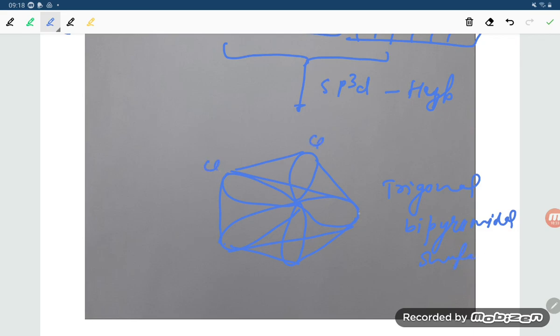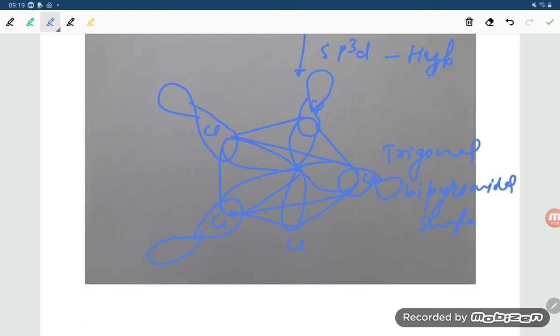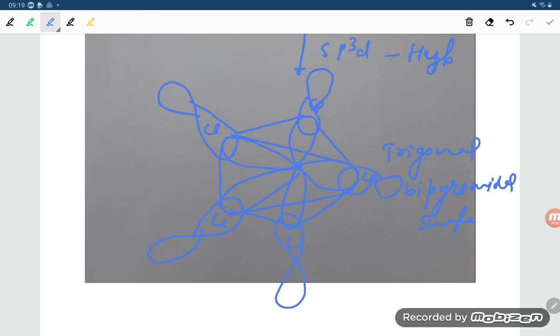Here will be the chlorine atoms. Chlorine is also having a p orbital, which is going to overlap. This is the p orbital, this is also a p orbital, and if you are talking about the bottom line, this is also a p orbital. Here is the dash line, this is the single sigma bond. Here also a dash line, here also a dash line, student. So this is the structure of PCl5, student.